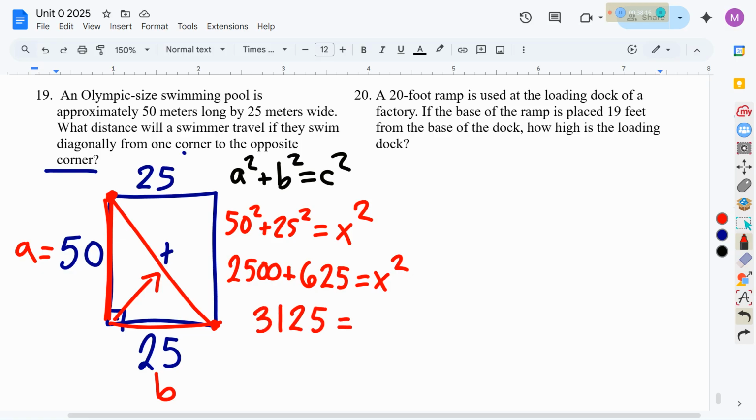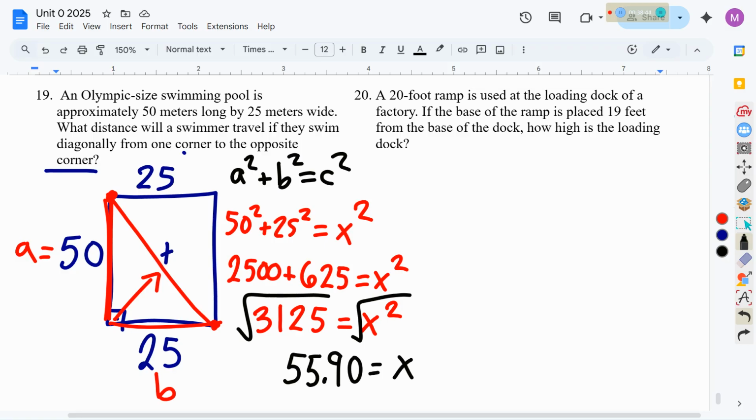I think that should be understandable, but now I have to take the square root of both sides so that I can solve this. So we add the root here, add the root there, and then we just go calculate. I got 55.90, and so if we round, that's just 55.9.